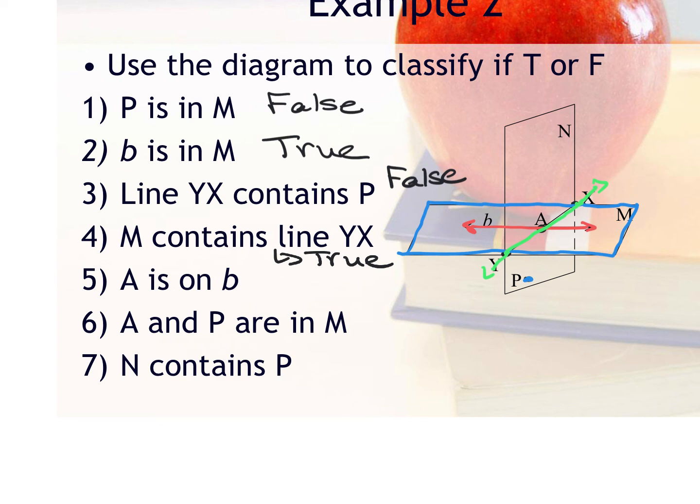And then point A is on line B. That one is also true. And then points A and P are in plane M. That one is false. A's in M, but P is not. We already determined that up at number 1. And then plane N contains point P. Well, here is plane N, and we can see that point P is in it. So that one would be true.